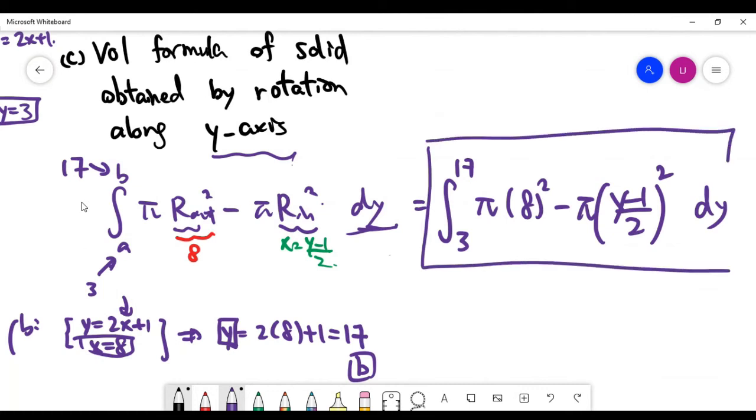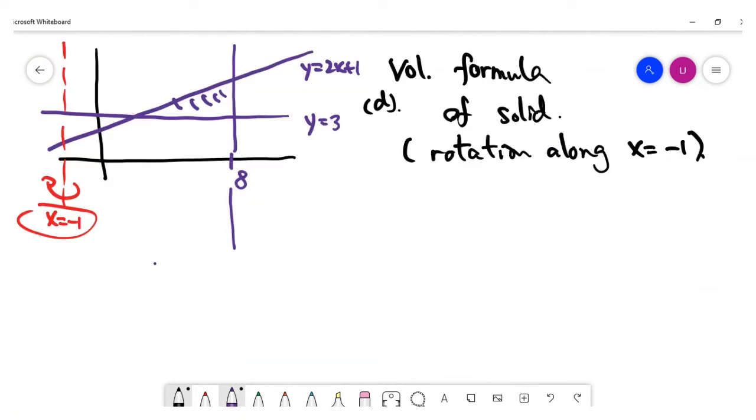And let's look at more parts from here. So please look at the current case. Now it's like I pushed the vertical axis of rotation to the left side by 1 unit. So now the rotation axis is x equals minus 1.